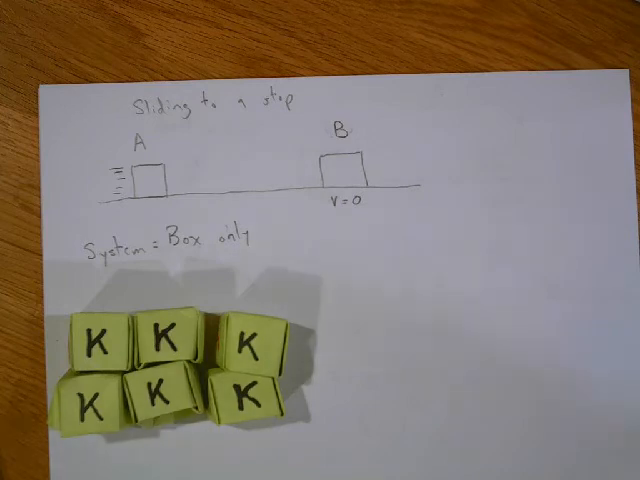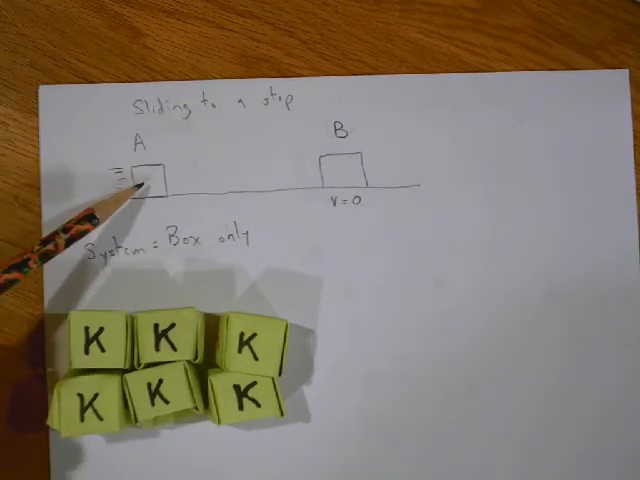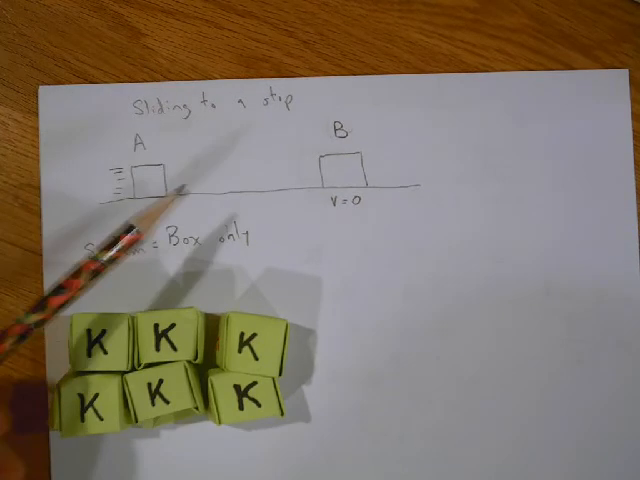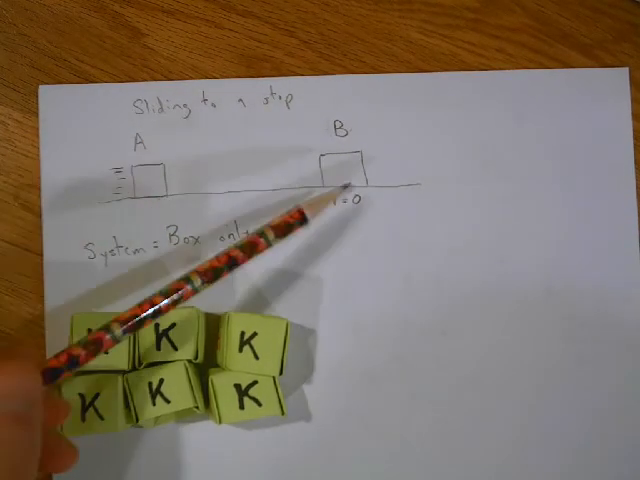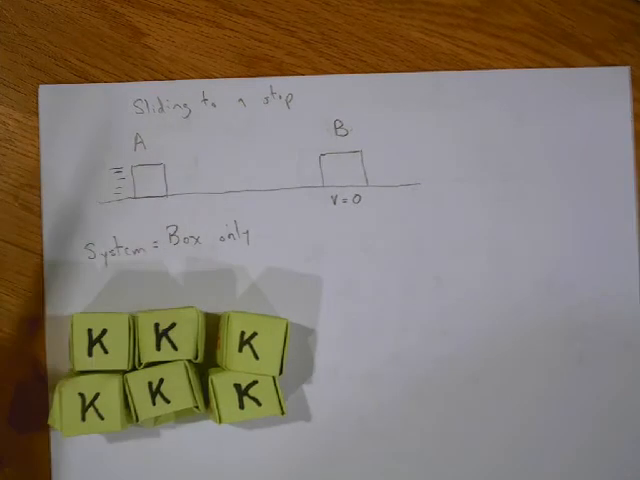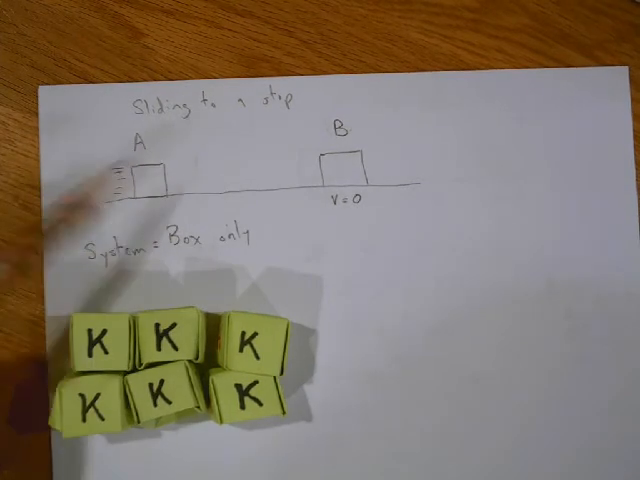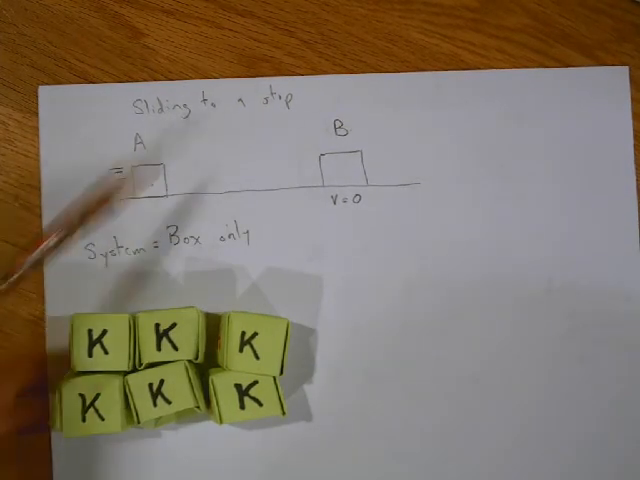So, let's say that we have this. You have an object, it's moving, and then it's going to slide to a stop. Well, why is it going to slide to a stop? I don't know, friction probably. And then it stops over here. Okay. If we say my system is the box only, so I'm going from here to here.